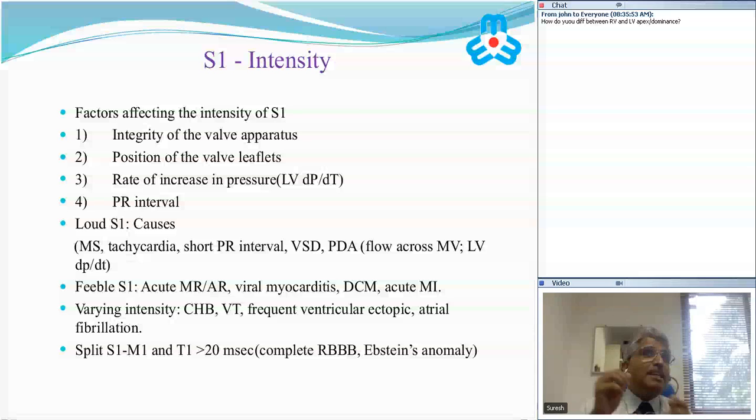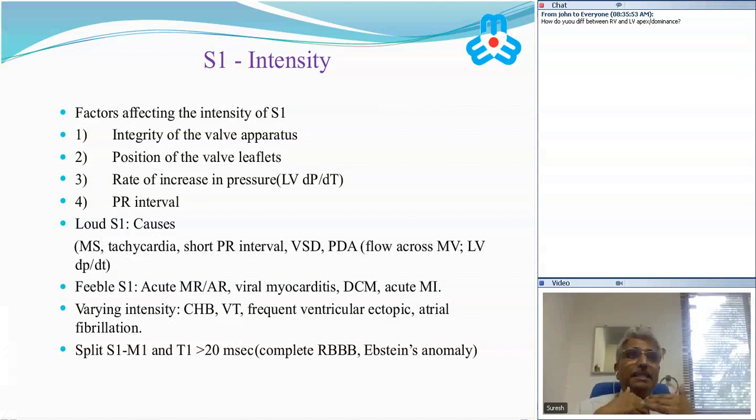This is what the left ventricle does. Your hand is the rate of rise of pressure in the left ventricle. The way you close the door with your hand can be compared to the rate of rise of pressure within the left ventricle. If the left ventricle is briskly raising its pressure in systole, we say in physiology that this is the dP by dt.